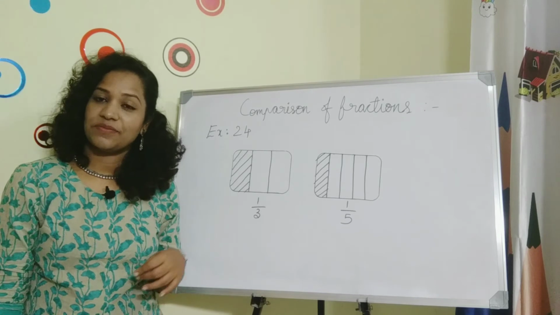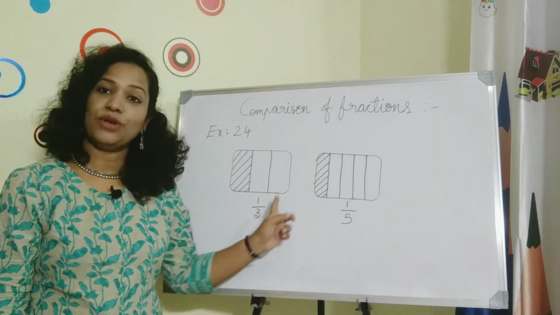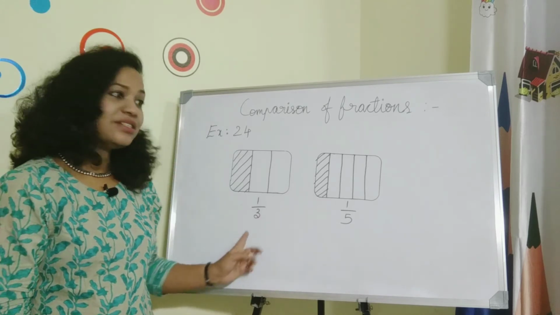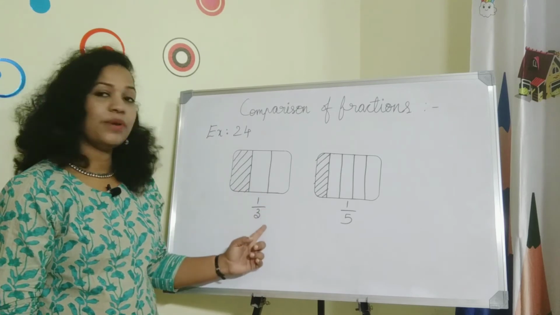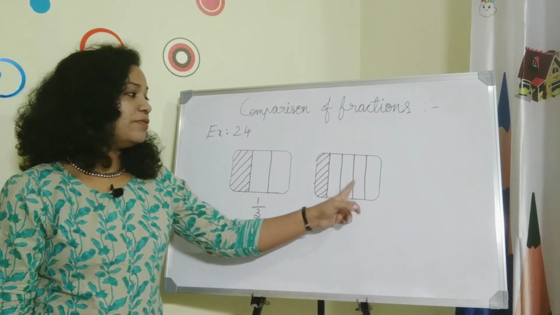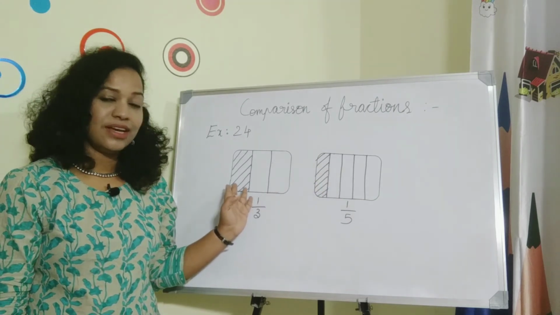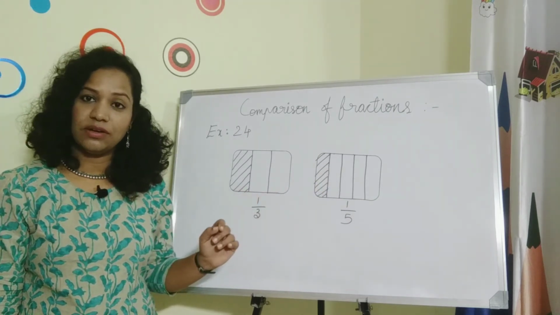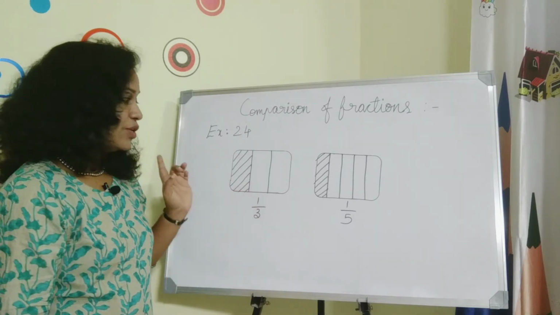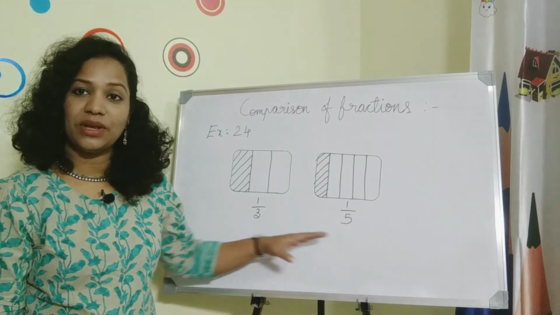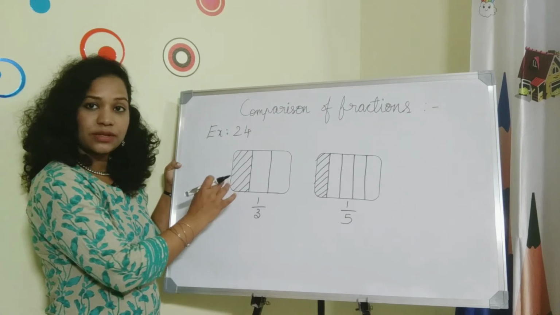Now let's check how do we compare the fractions with the same numerator but different denominator. So here the fraction is 1 by 3 and here the fraction is 1 by 5. So from these figures it's very easy to identify which is bigger. Yes, 1 by 3 is bigger. Don't just look at these denominators and say 1 by 5 is bigger. Look at the size of the piece.